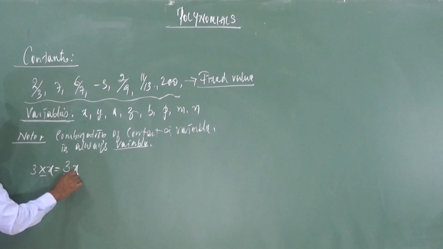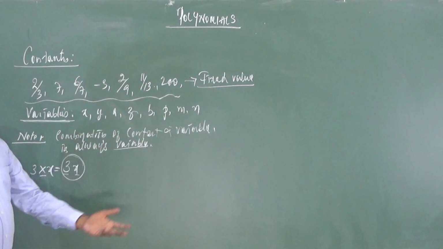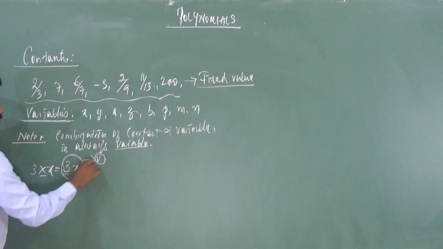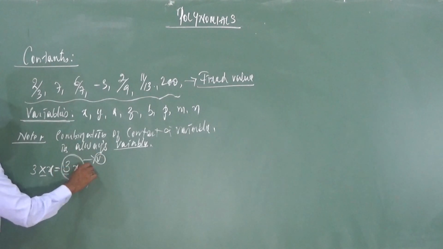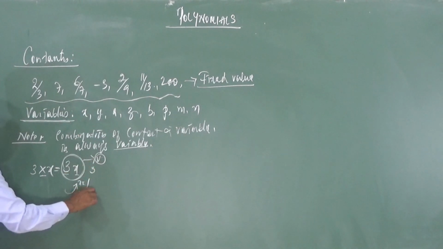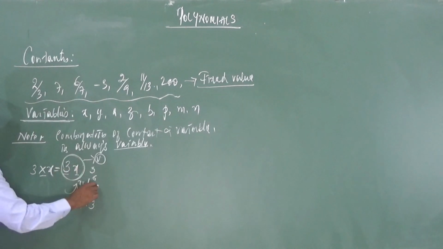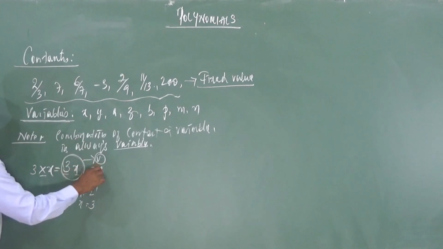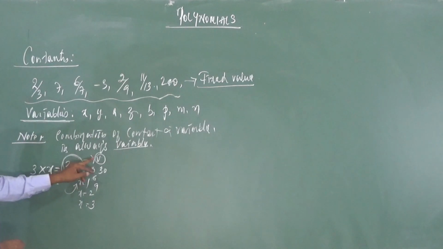So 3 is a constant, x is a variable. So what is 3x? Is that a constant or a variable? Here 3x is a variable. Why is it a variable? Because when you put x equal to 1, 3 1s are 3. When you put x equal to 2, 3 2s are 6. When x is 3, 3 3s are 9. When x is 10, 3 10s are 30. Therefore, the combination of a constant and a variable is a variable.